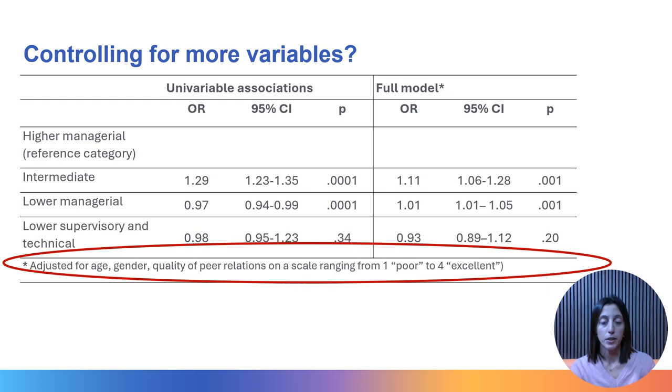It is always important to check whether the associations you see in a table are univariable or unadjusted, or fully adjusted. Fully adjusted models report associations between one or more variables and the outcome while controlling for, or adjusting for, a number of other variables that have been deemed as potentially influencing the association between a predictor and the outcome. In our example, we can see that in the fully adjusted model, a number of variables were controlled for. So, what happens to our odds ratios when we do that?